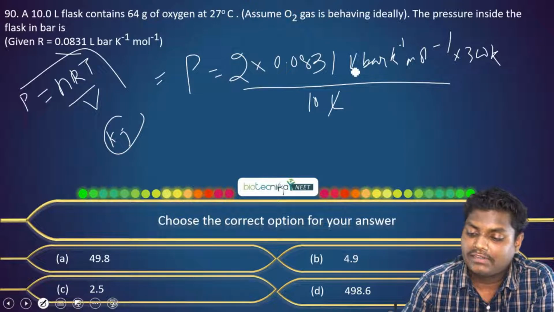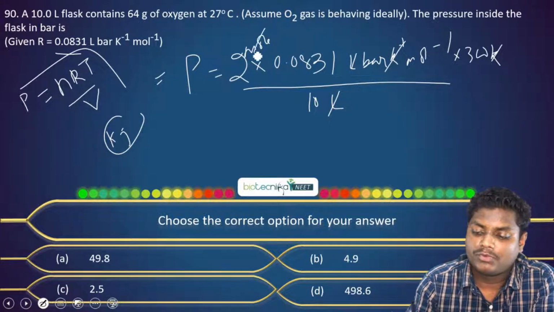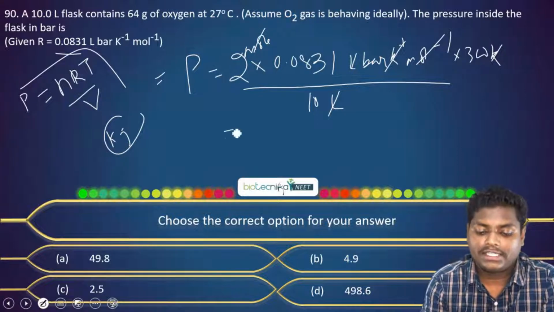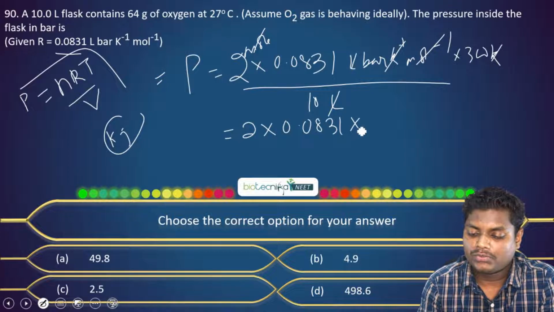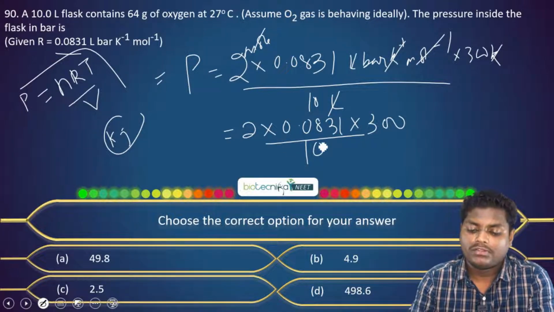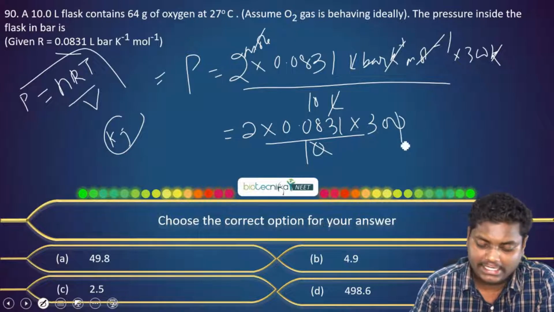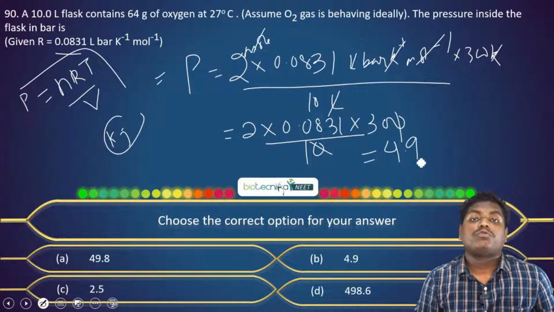So the liter will cancel. The Kelvin will cancel. This is mole, so this mole will cancel. Now just the values are there: 2 into 0.0831 into 300 upon 10. Now if you solve this exactly, it will come close to 4.9.